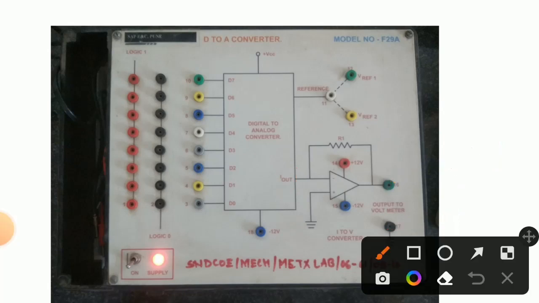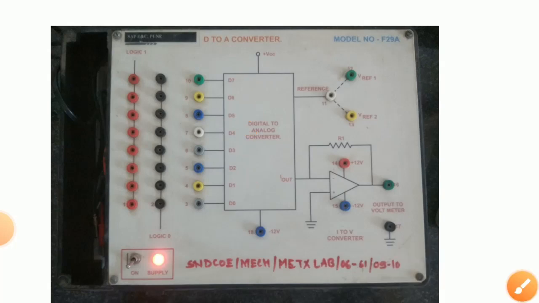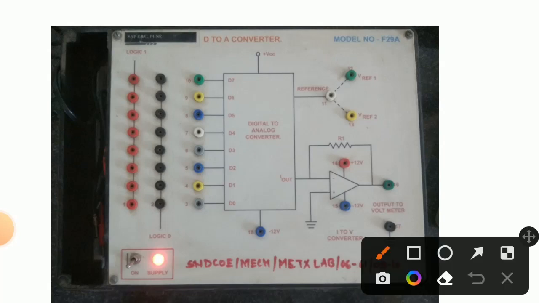Now the input. The input is an 8-bit binary word, that's why you can see here 8 numbers written like this: d0, d1, d2, d3, d4, d5, d6, d7. So all 8 inputs are shown here. Here we are going to give different binary or digital inputs in the form of 1s and zeros. Now there is one question: how can you give 1 and 0 to this circuit? Here the logic 1 is given here.